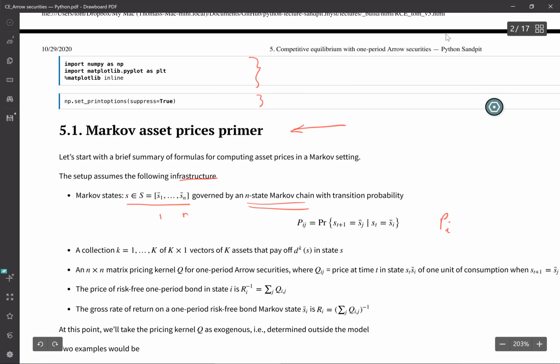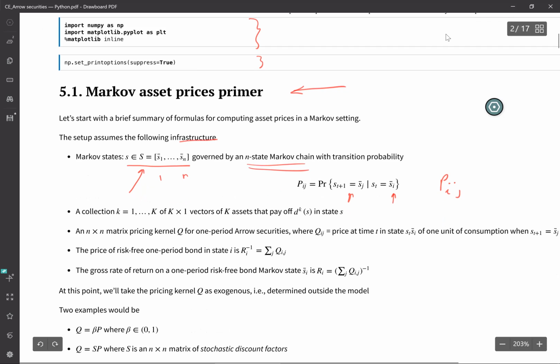where Pij are our transition probabilities of going from state i this period to state j next period, where the state we're in is a random variable that lives in this time invariant state space. So now the way we're gonna set this up is, since this is asset pricing, so this is how asset pricing theory would go in a Markov setting.